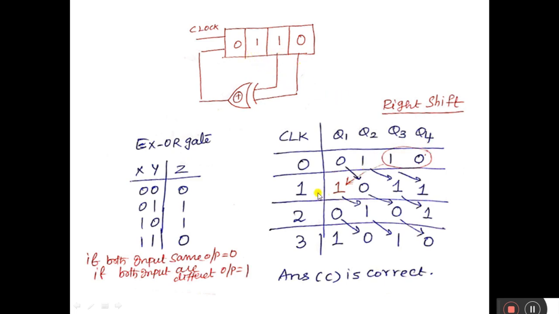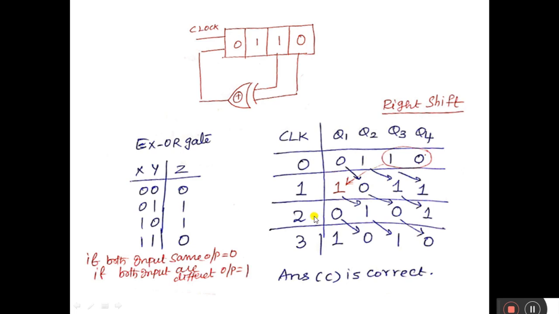Now, after applying the first clock pulse, this 1, 0 is connected to the XOR gate. If inputs are different, the output is 1. And the remaining bits are shifted: this one moves here, this one moved here, and this one moved here. So after the first clock pulse, I am getting 1, 0, 1, 1.